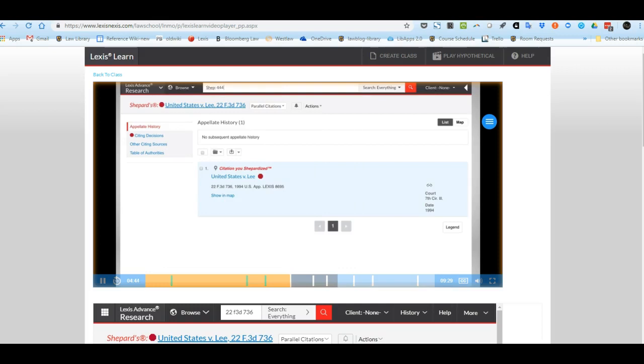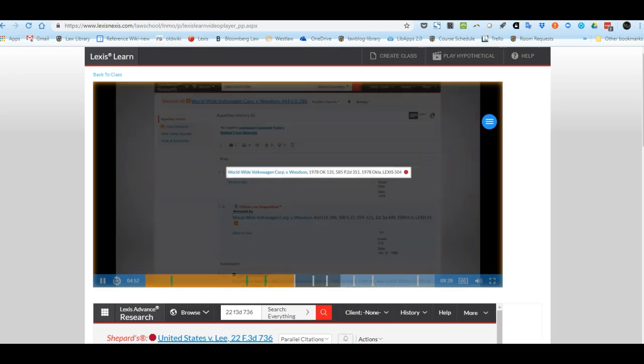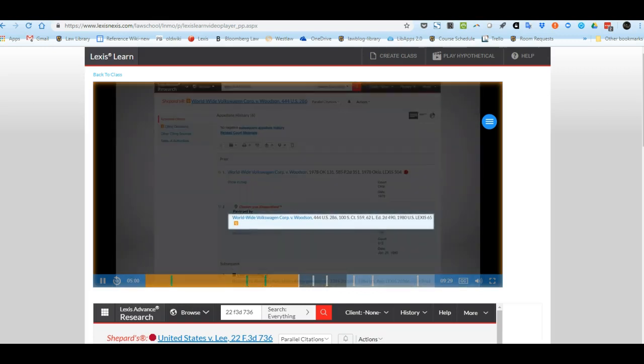So let's take a quick look at an unrelated case with a straightforward history. Worldwide Volkswagen. The appellate history contains the Supreme Court of Oklahoma decision that was appealed to the Supreme Court of the United States. The second case listed is the Supreme Court of the United States decision that reversed the Oklahoma decision. This is your case, Worldwide Volkswagen.